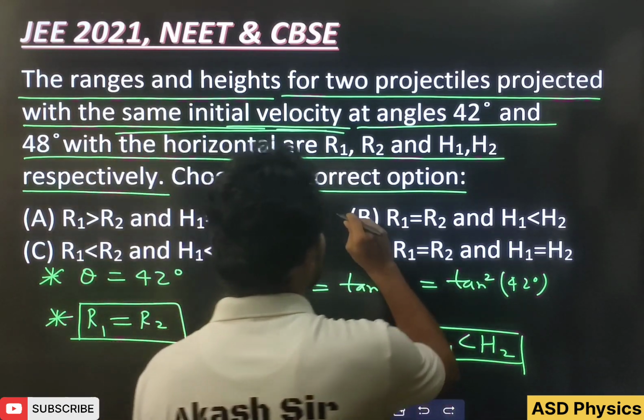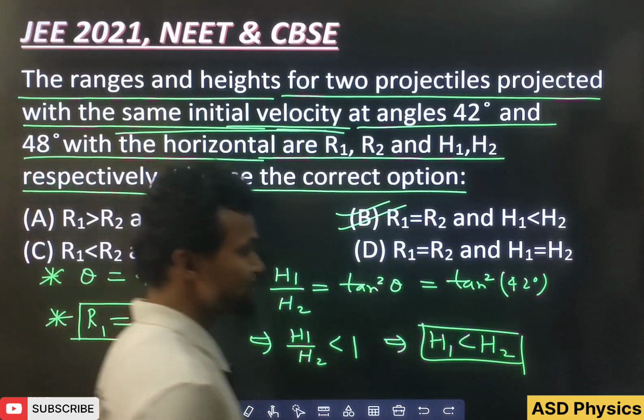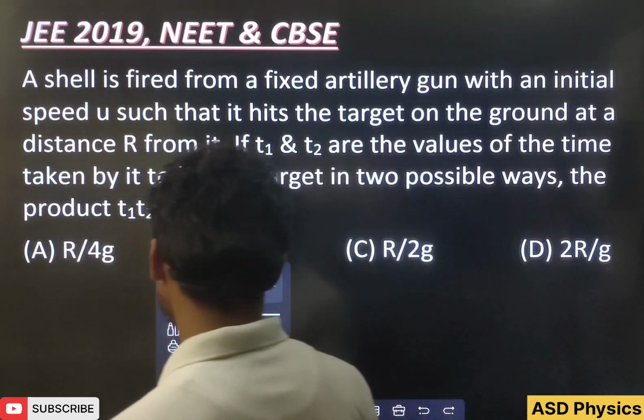So R1 is equal to R2 but H1 less than H2. Which option is correct here? The correct option is here. Option B is the answer. Is it? Great. Now let's see students, this question, very direct question is there.